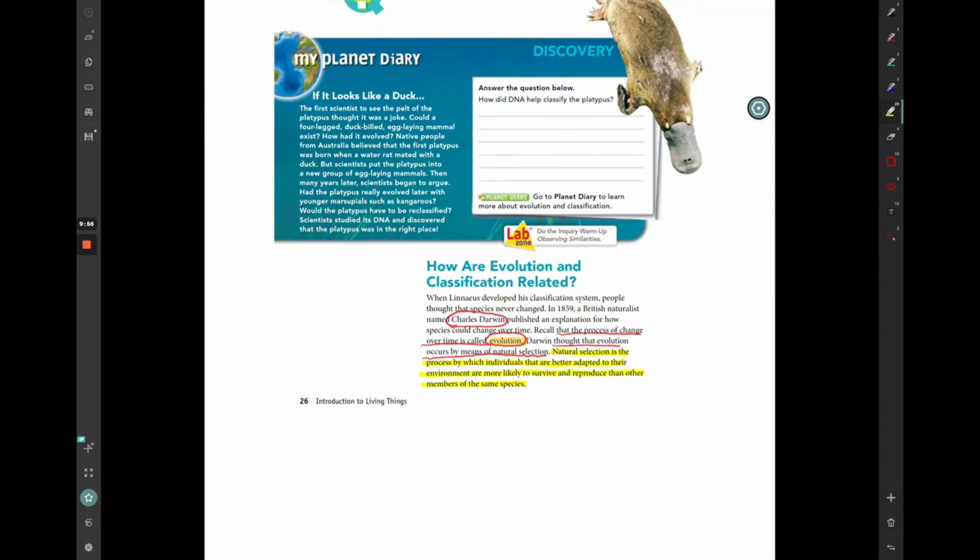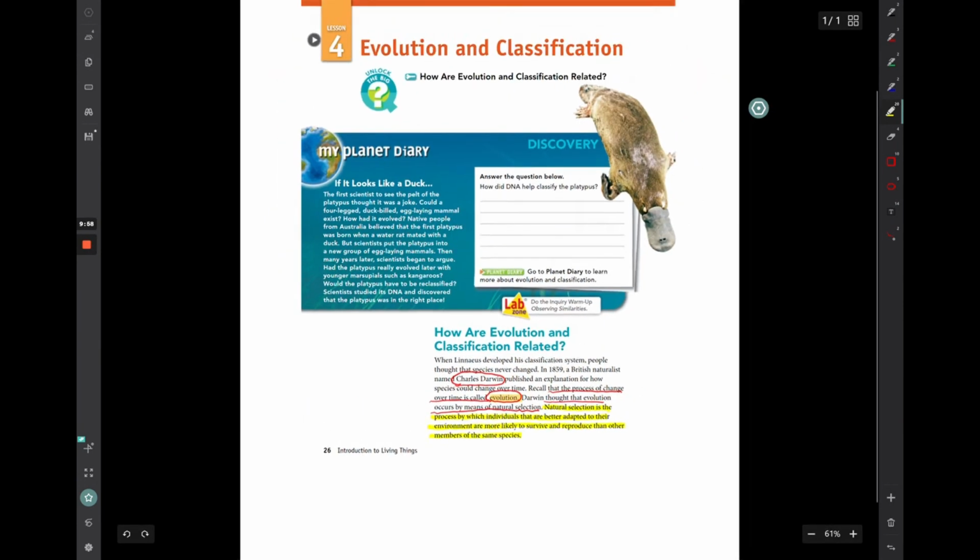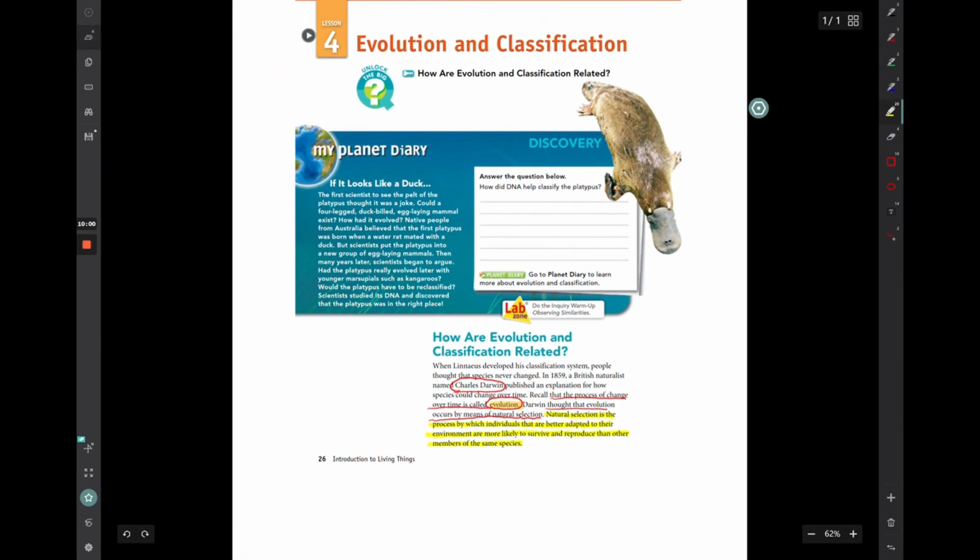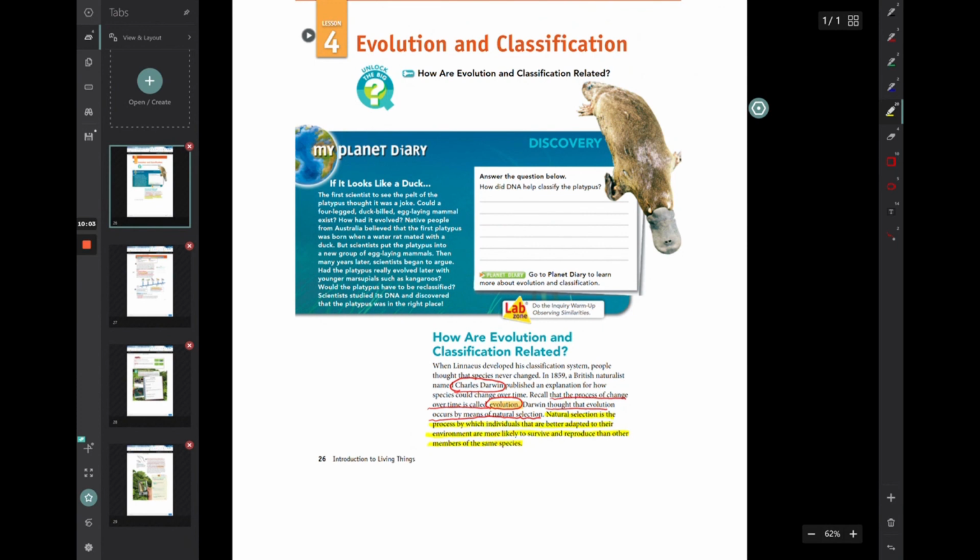So back to the lesson. Again, that was Charles Darwin. His theory of evolution, or theory of natural selection, talking about how those species that are better suited for the environment will be the species that will live and pass on its characteristics to its offspring.